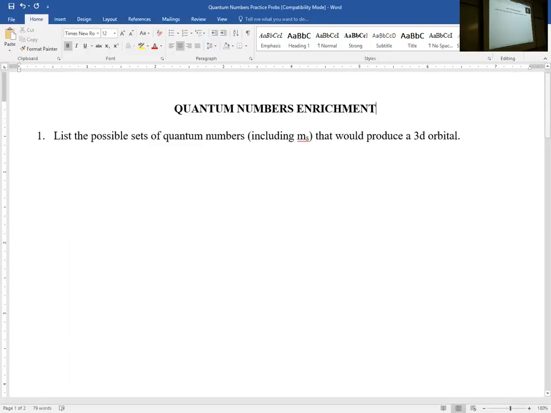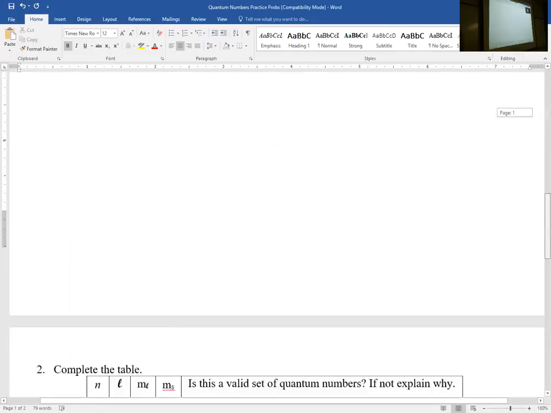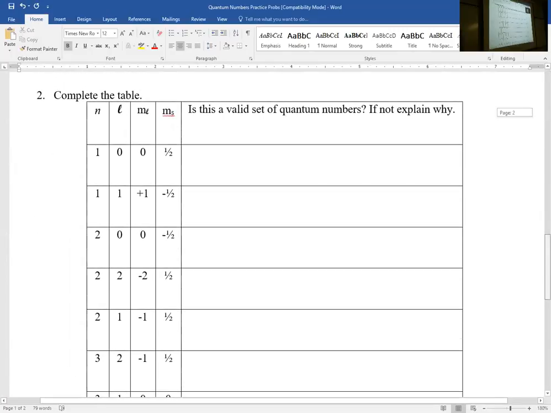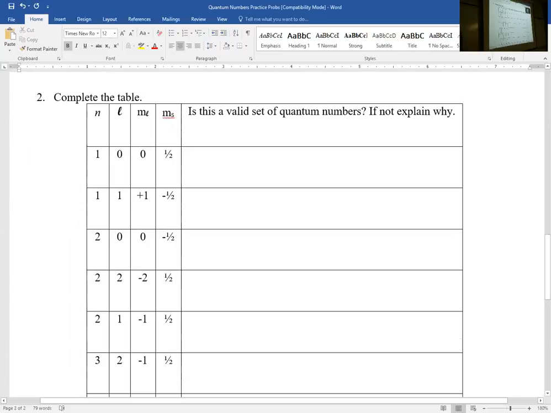List the possible sets of quantum numbers, including m sub s, that would produce a 3D orbital. And here's problem number 2. Is this a valid set of quantum numbers? So for each one of these sets of 4 quantum numbers, you decide, is it valid or not? And then if it is not valid, tell me why.